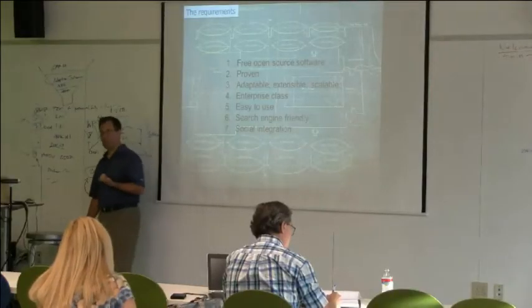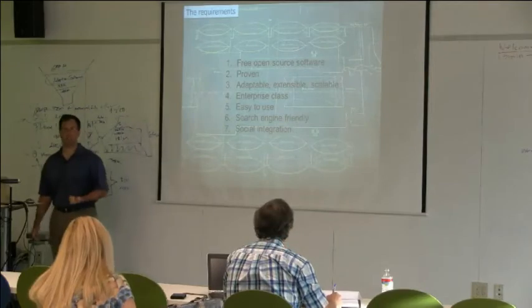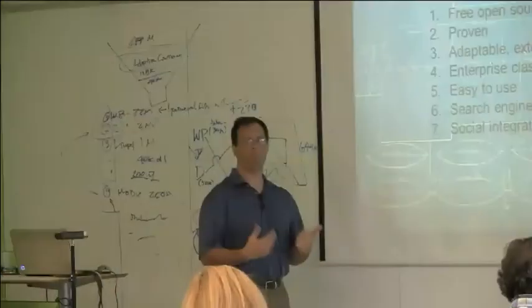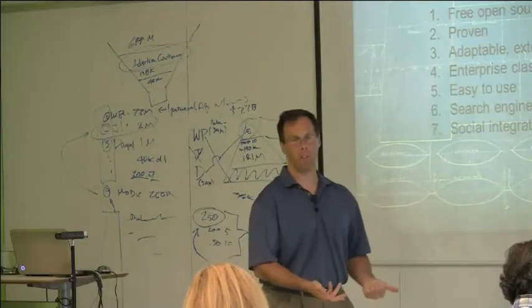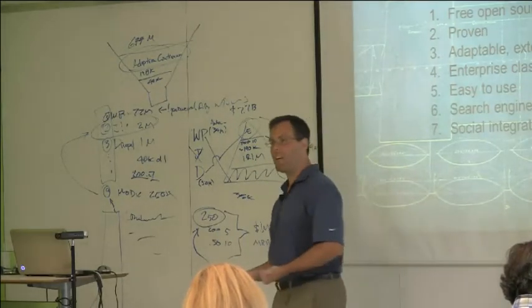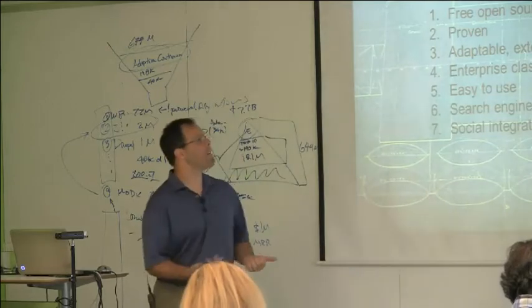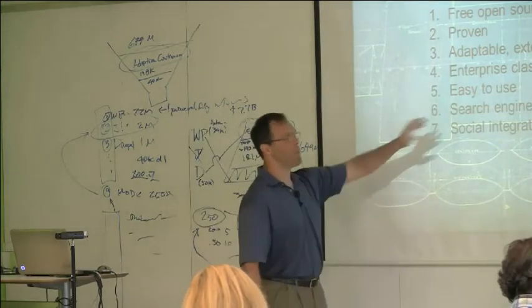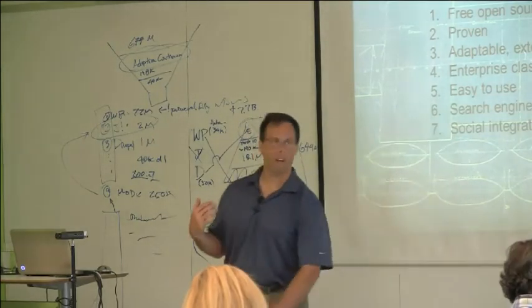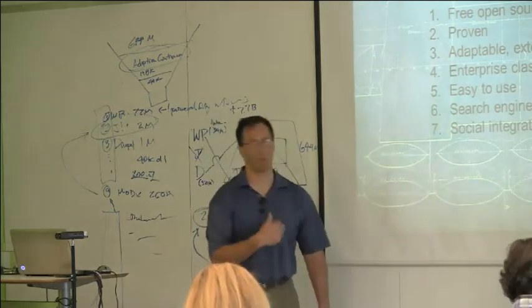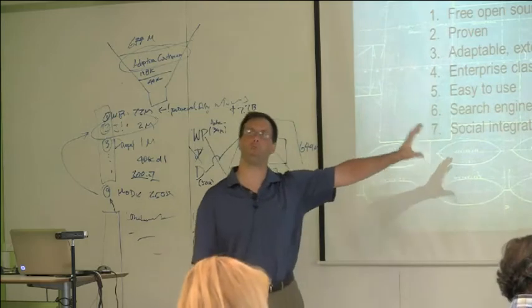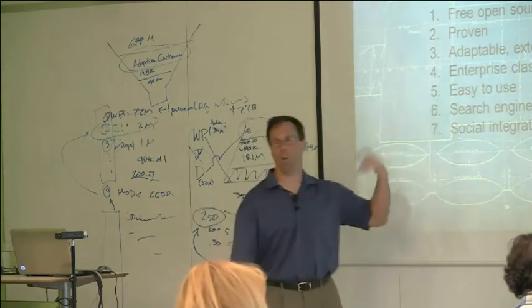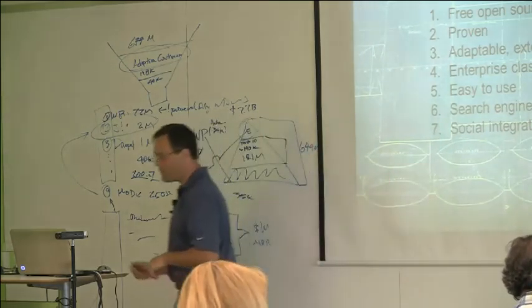It needed to be easy to use. That's one of the challenges in a content management system: sure, you don't have to be a programmer or an HTML coder to create pages, but some are so confusing that you still have to be pretty technically adept. So we wanted something simple to use, something search engine friendly that would help us market, and something that integrated well with social. These were our requirements back in 2004. Mobile would have been added to it since then.